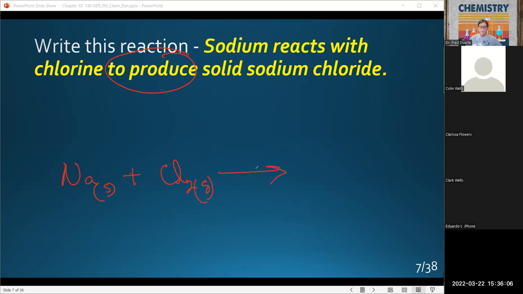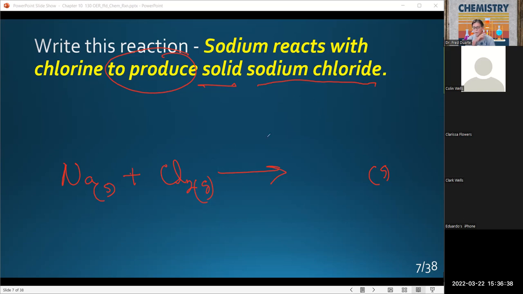"To produce" or "gives" or "produces", any of those types of words, that's our cue that it's our reaction arrow. And now we have solid, so they give you the physical state, so we're dealing with solid material. Then they say sodium chloride. Sodium chloride should indicate to you we have an ionic compound, because we have a metal and a non-metal combination. Before we put them together, write them in the ionic form first.